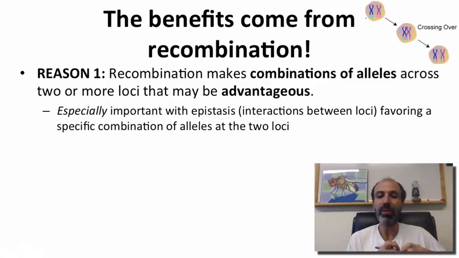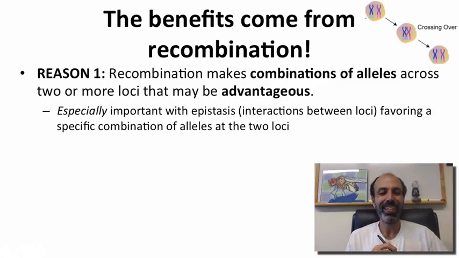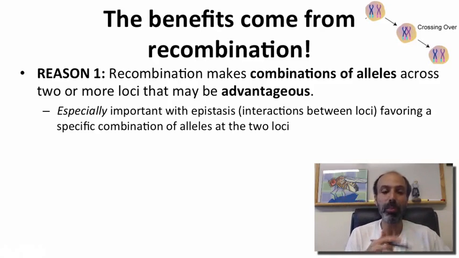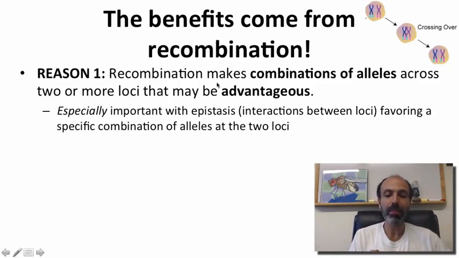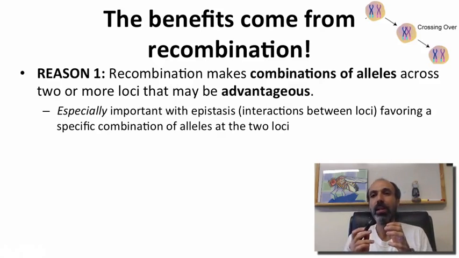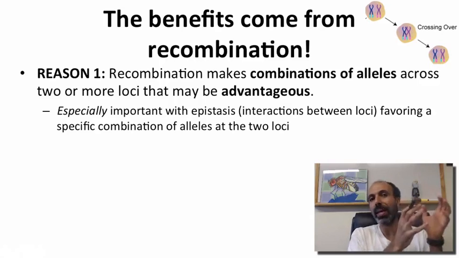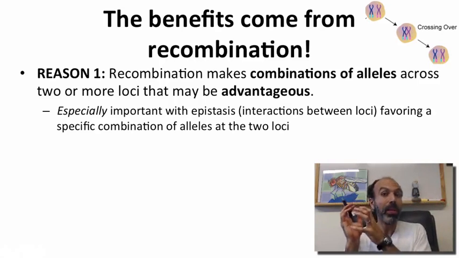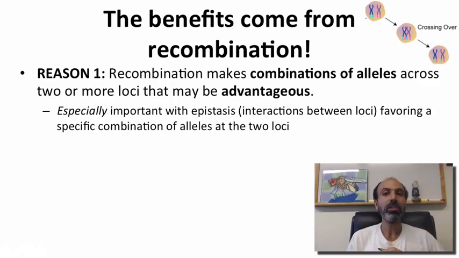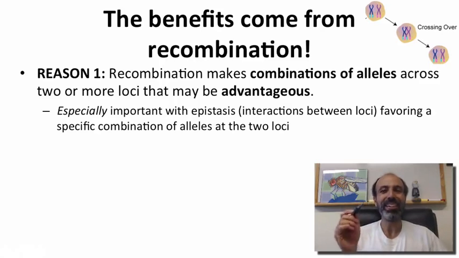Well, the benefits come from our friend recombination. I'm going to give you two major reasons, but there's actually a slew of reasons that contribute to why sexual reproduction and recombination are beneficial. The first one we'll talk about is that recombination makes combinations of alleles across two or more loci that may be advantageous. So imagine that, for example, to have maximal fitness, you need to have the big A allele at one of your loci, and you need to have the big B allele at another locus. How do you put these things together? Recombination facilitates that. And I'll show you that in just a second.